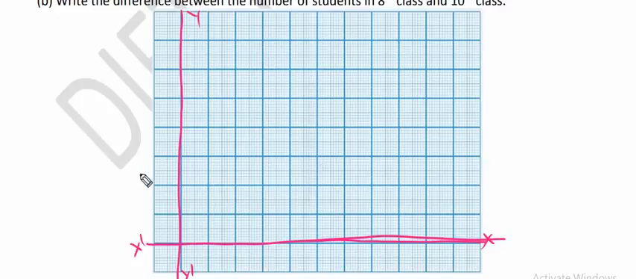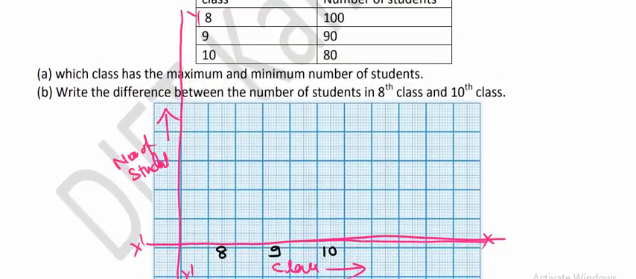Then we mark the number of students on the y axis and classes on the x axis. Here there are three classes, so you write 8th class, 9th class, and this is for 10th class. Now we mark the values. For 8th class it is 100, for 9th class it is 90, and for 10th class it is 80.